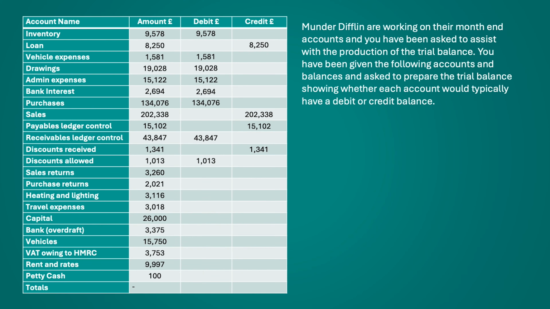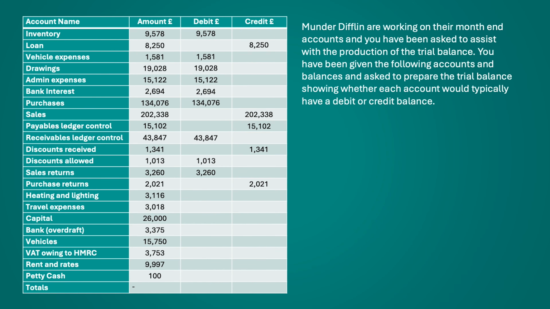Sales returns are a reduction in sales. They record when customers have returned goods to the business. As it's a reduction to our sales, which is a credit, this account balance would therefore need to be a debit. Opposite to that, we have purchase returns, where we've returned goods that we've purchased from suppliers. As it's a reduction to the business's purchases, it would therefore need to have a credit balance.